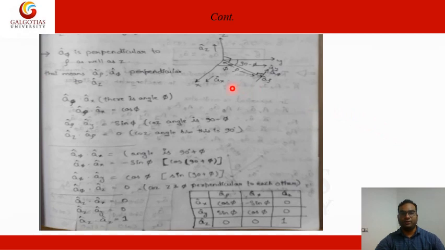So from the figure we can know how these things are becoming 0 and what happens when we take the dot product with ax, ay, a phi, a rho and az. This is the table for the vector conversion. You have to remember or memorize this for your future scope, or we can say for the numerical point of view.